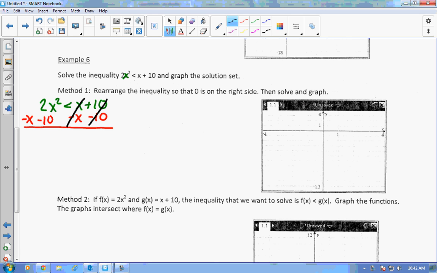Does anyone remember when that happens? Yeah? By a negative. So did we divide or multiply by a negative when we subtracted x and subtracted 10? No. So we're good. I'm just going to put it in standard form with the squared first, then the linear, and then the constant, and the sign is still less than. Now it's less than 0.